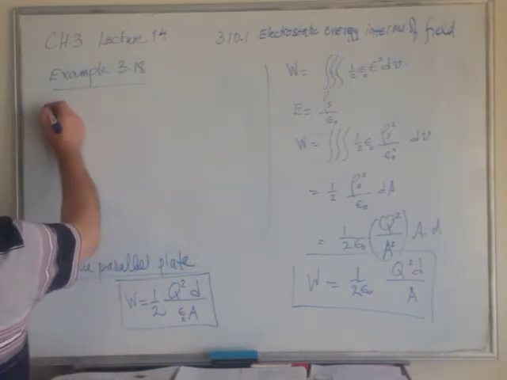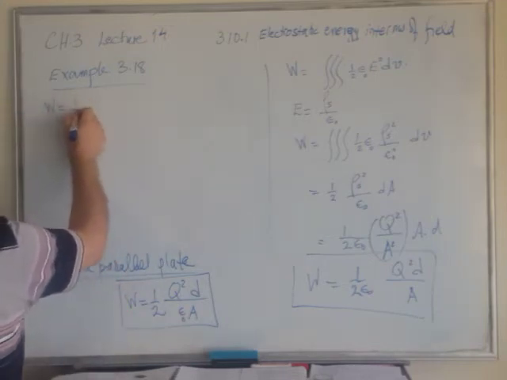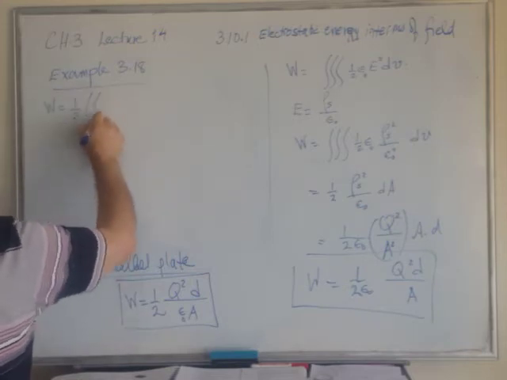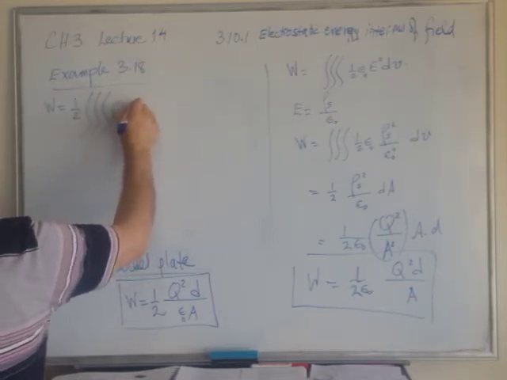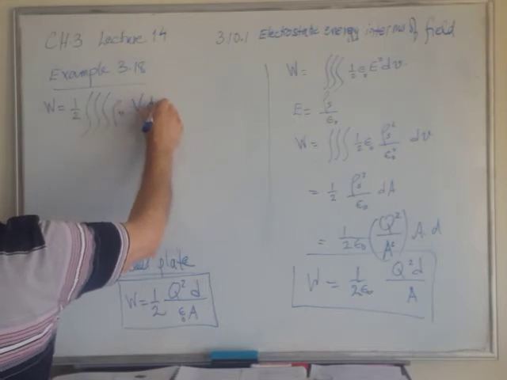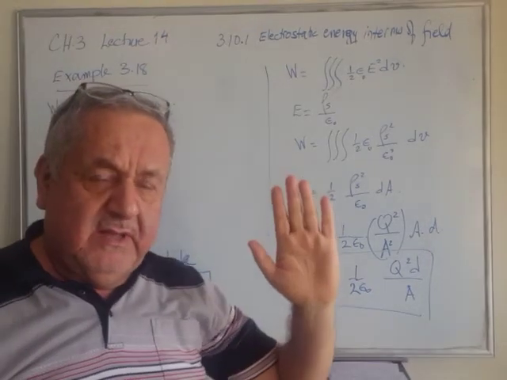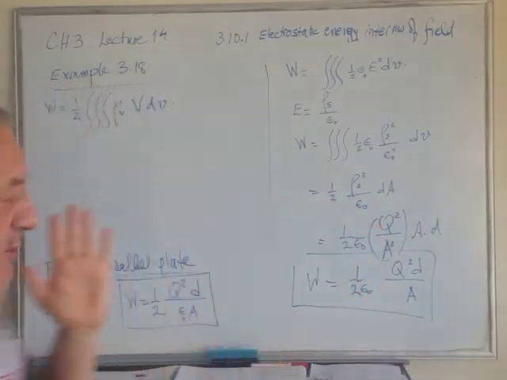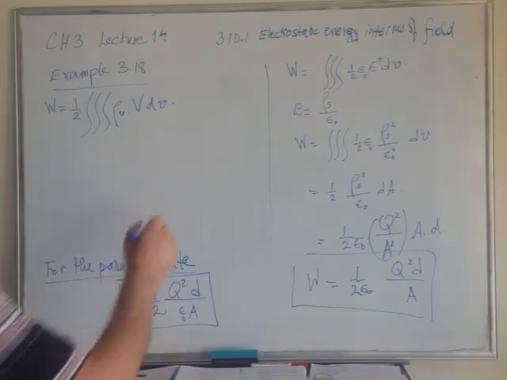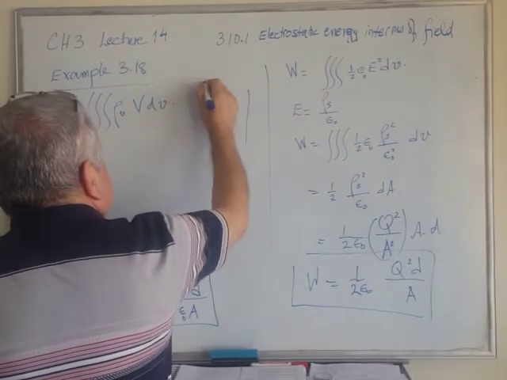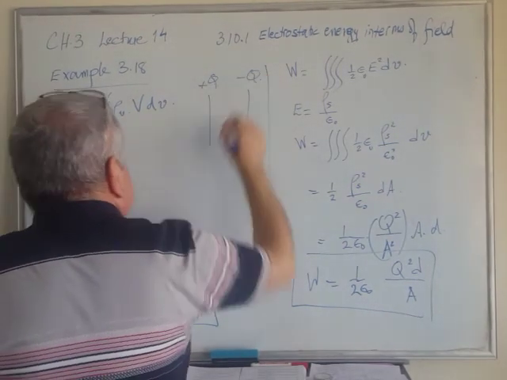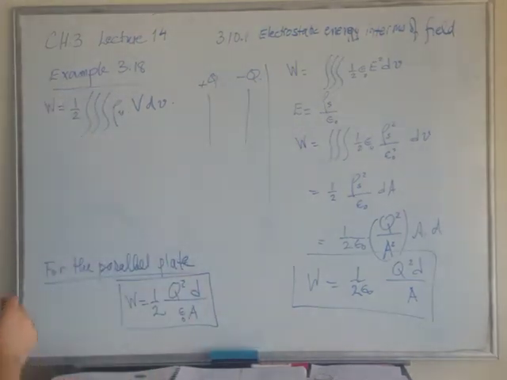If you want to apply the third relation, which says half triple integral rho v times dv. Now in this case, we want to find W at points where charges exist. In a parallel plate capacitor, there are no charges between the plates, there are charges only on the plates. So you have two plates here, this one positively charged, that one negatively charged, and then W will be what?